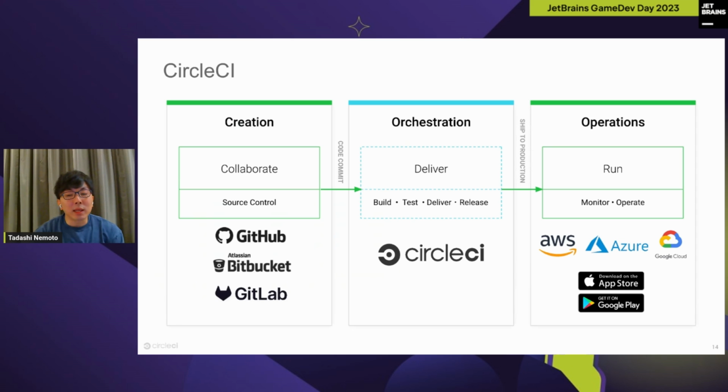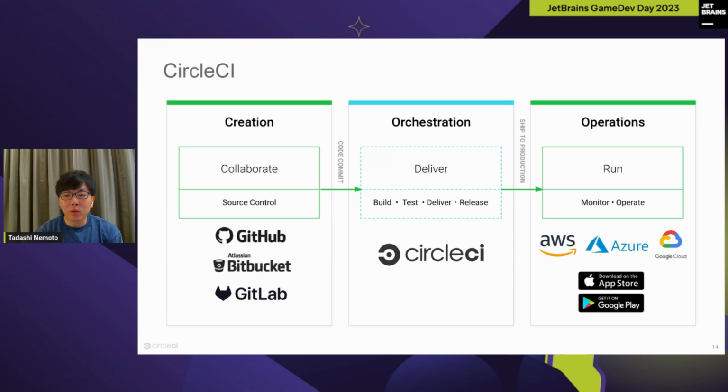The third component is CircleCI. This is where CircleCI sits in the toolchain. CircleCI currently supports GitHub, Bitbucket Cloud, and GitLab. CircleCI triggers from these VCS changes and runs build, test, and release.